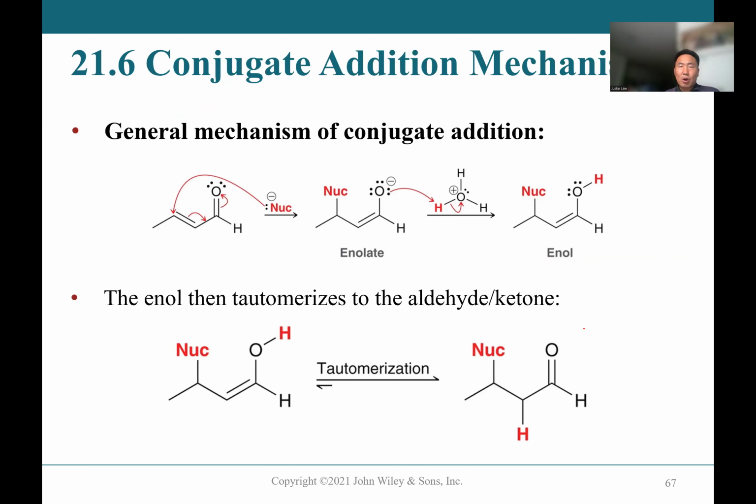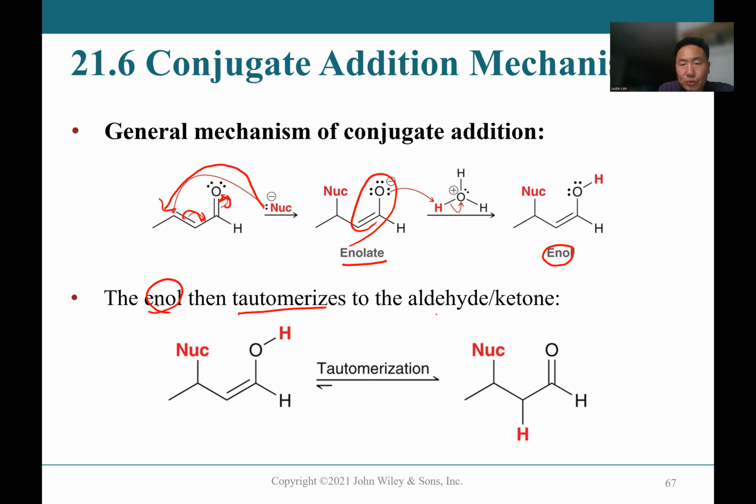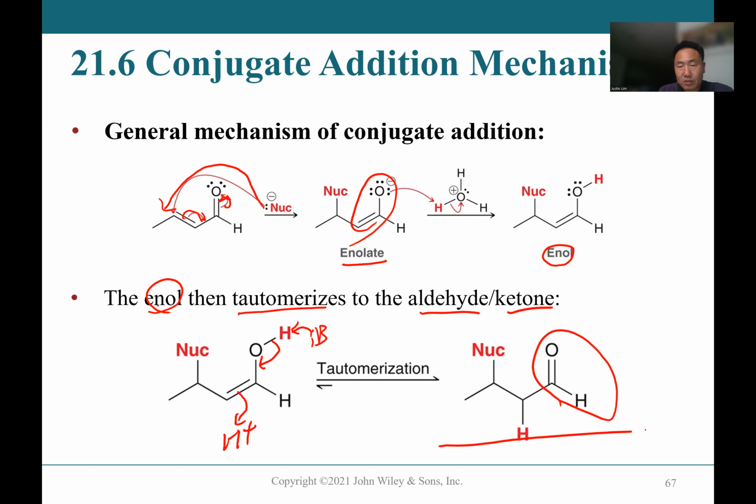The mechanism of conjugate addition: 1,4 addition and rearrangement generate the enolate ion. In a proton transfer step, you get the enol. The enol tautomerizes to the aldehyde or ketone. Base deprotonates, and with rearrangement you can get the product.